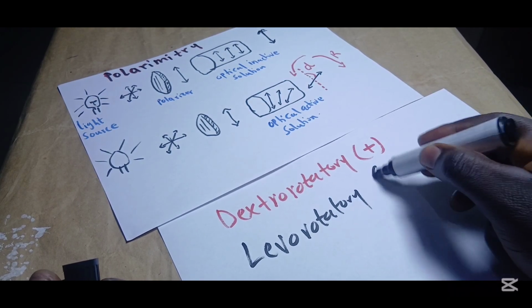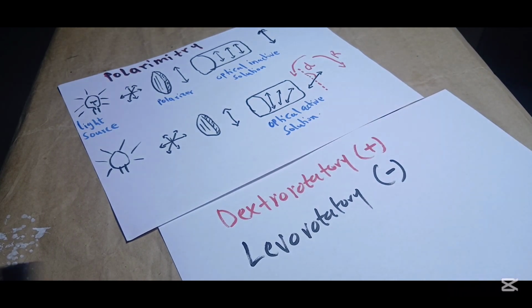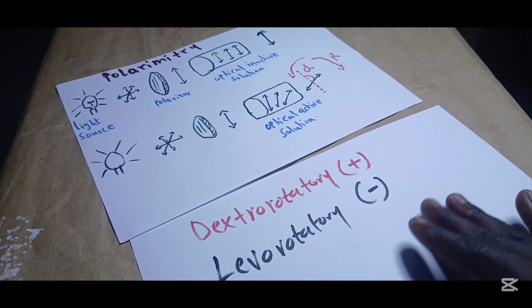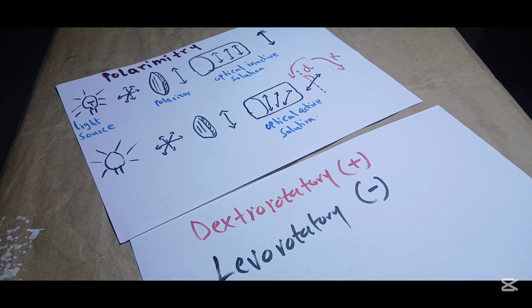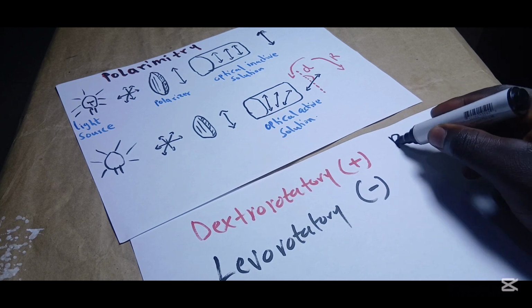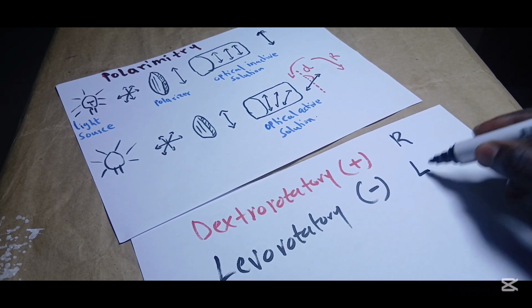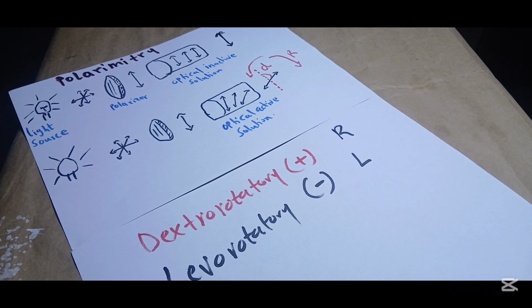Levorotatory, usually indicated by the minus sign. So depending on the nature of the solution, it will turn to the left or the right. To the right is dextrorotatory, and to the left is levorotatory. So that is how the polarimeter works.